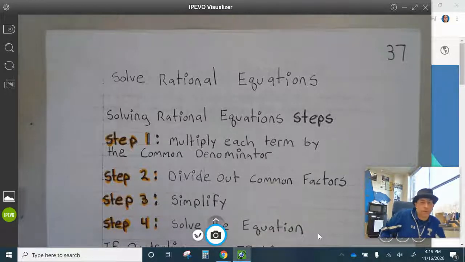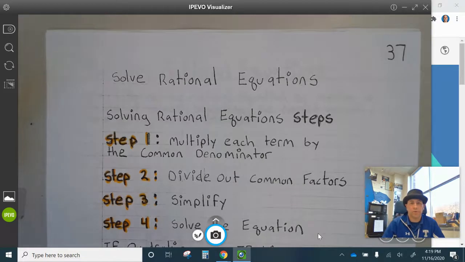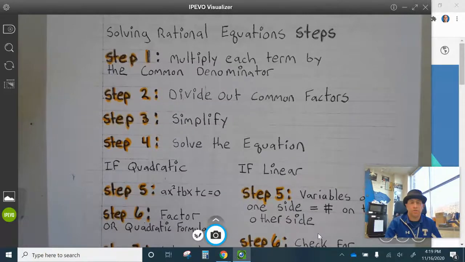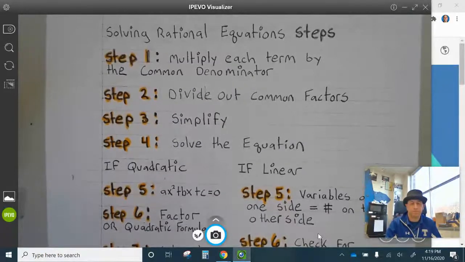Okay, Wildcat, today we're on journal page 37, solve rational equations. Solving rational equations steps. Step 1, multiply each term by the common denominator. Step 2, divide out common factors. Step 3, simplify. Step 4, solve the equation.